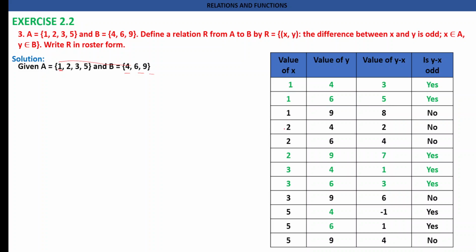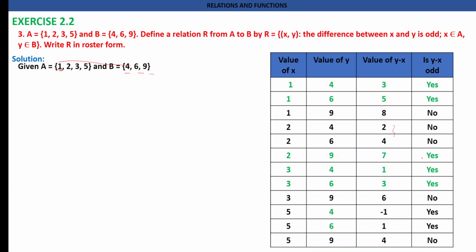Now let us take 2, with 4, 6, 9. For this, 4 minus 2 is 2. 6 minus 2 is 4. But these two numbers are even, so it's not valid. Next, 2 and 9. 9 minus 2 is 7.